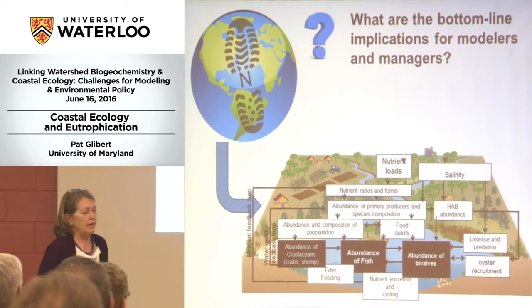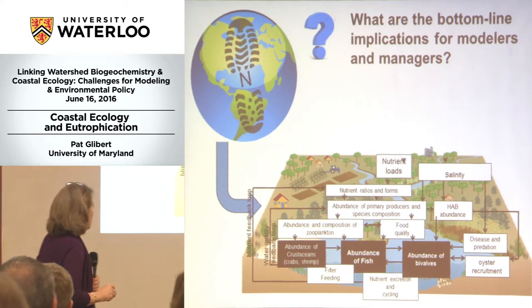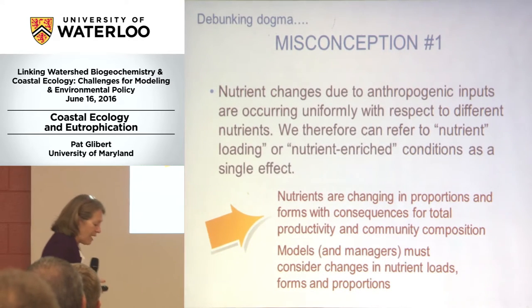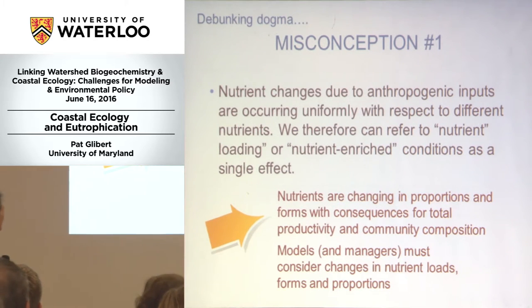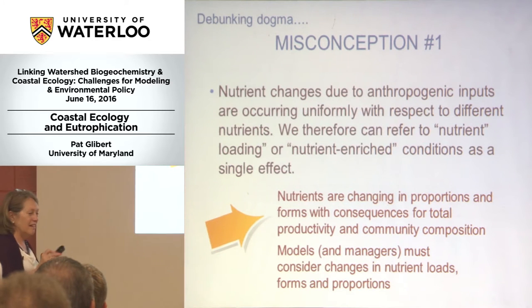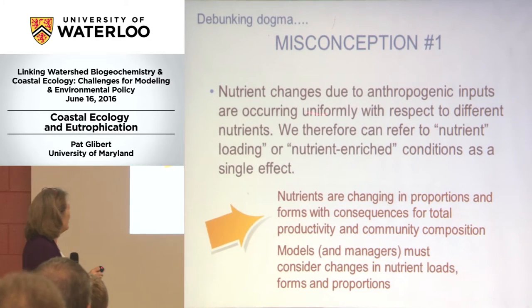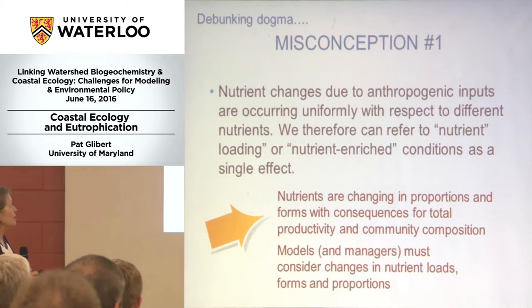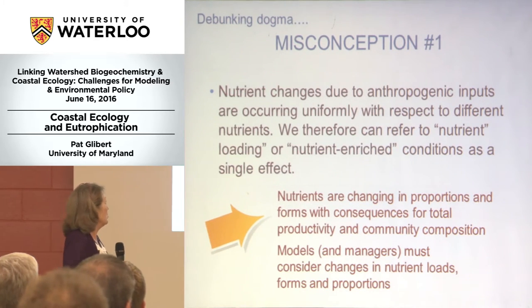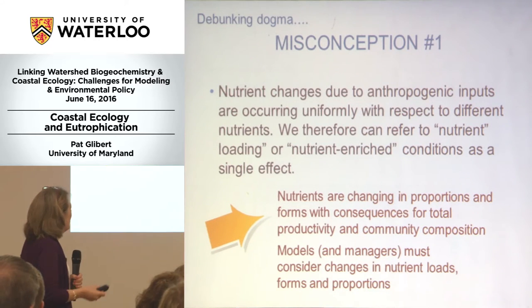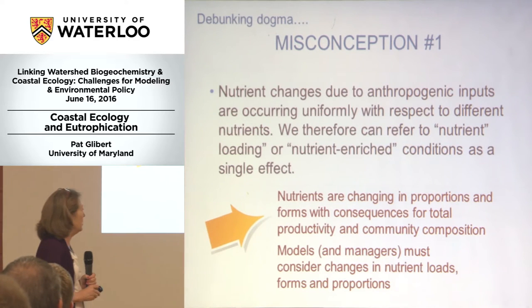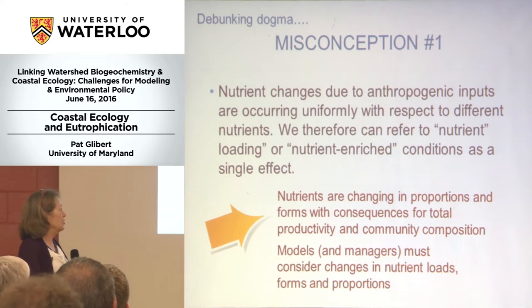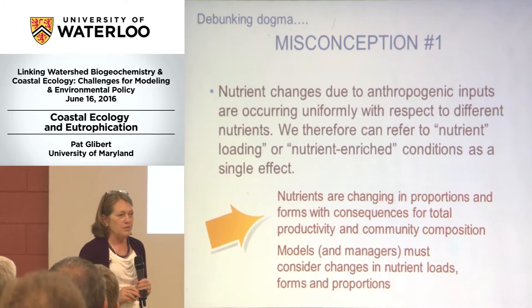So what are the bottom line implications for modelers and managers? Let's come back and debunk some dogma and throw out some ideas here. So first, our first misconception is that nutrient changes due to anthropogenic input are occurring uniformly with respect to different nutrients. So we can refer to nutrient loading or nutrient-enriched conditions. I prefer to say that nutrients are changing in proportion and forms with consequences for total productivity and community composition. So we must consider changes in nutrient loads, but also forms and proportions.